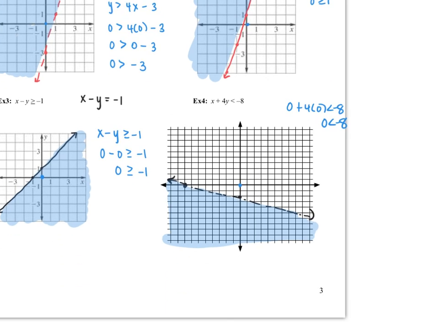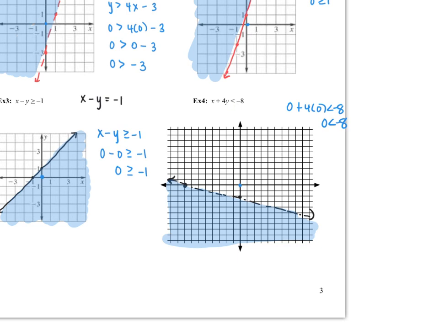For example 4, since this was in standard form, I graphed it using x and y intercepts. To find the x-intercept, I changed y to 0. That would give me x equals -8. Remember, I'm graphing it as if this were an equal sign for the time being, so my x-intercept was -8. To find my y-intercept, I made x 0, which means that to get y by itself, I had to divide by 4, and since -8 divided by 4 was -2, that was my y-intercept.